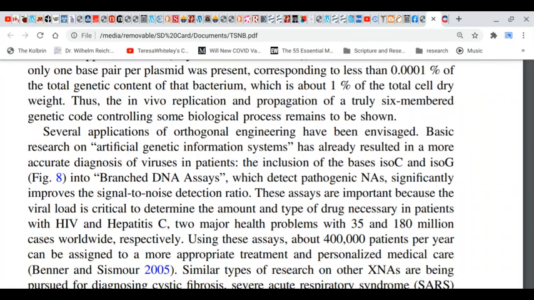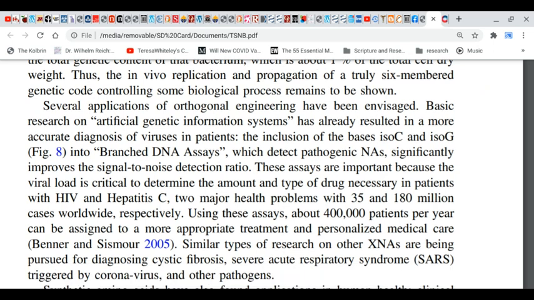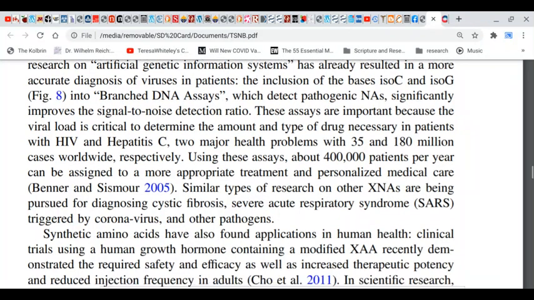Basic research on artificial genetic information has already resulted in a more accurate diagnosis of viruses in patients. The inclusion of the bases iso-C and iso-G into branched DNA assays, which detect pathogenic nucleic acids, significantly improves the signal to noise detection ratio. These assays are important because the viral load is critical to determine the amount and type of drug necessary in patients with HIV and hepatitis C, 2 major health problems with 35 and 180 million cases worldwide, respectively. Using these assays, about 400,000 patients per year can be assigned to a more appropriate treatment and personalized medical care.